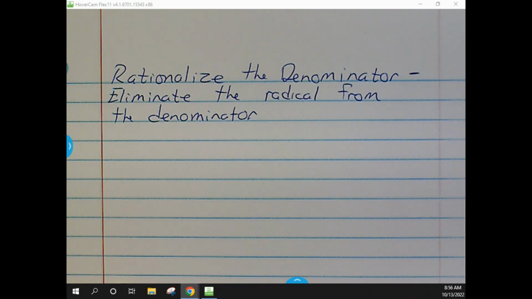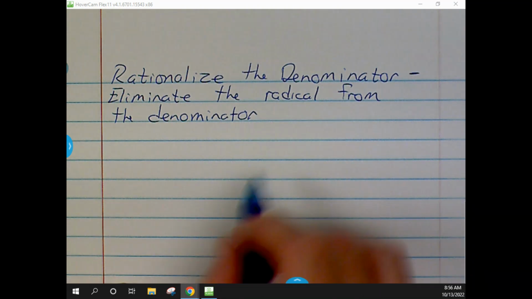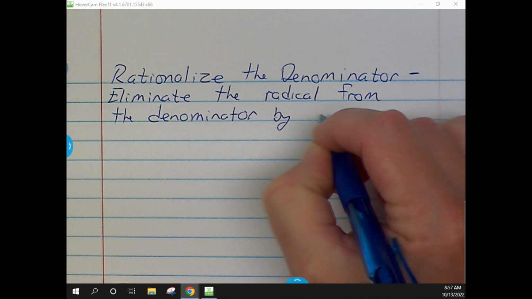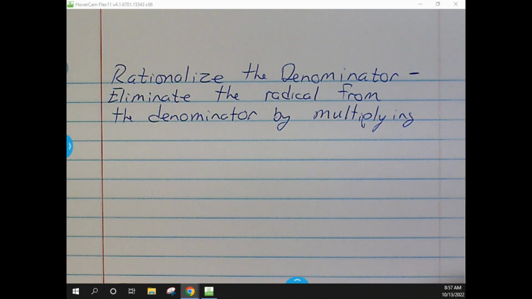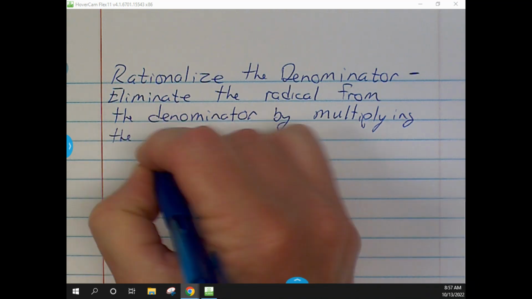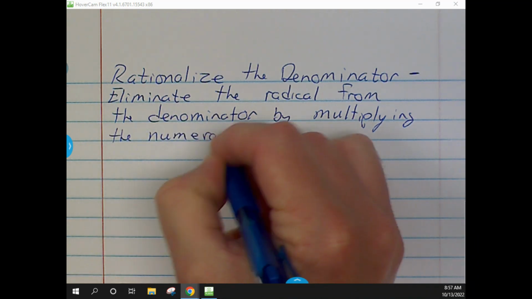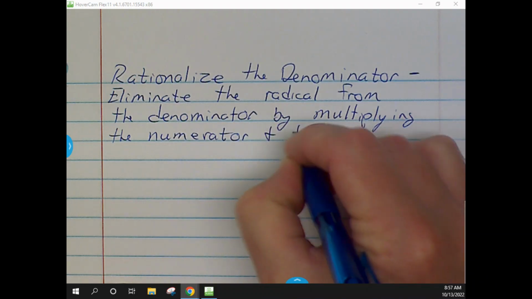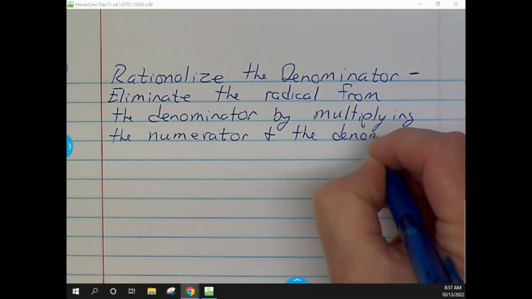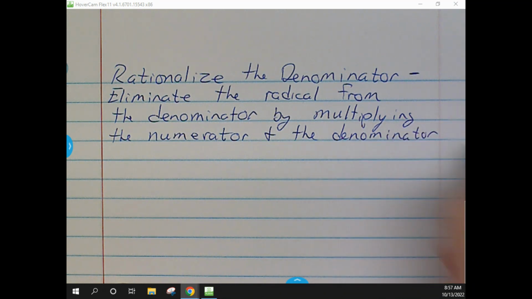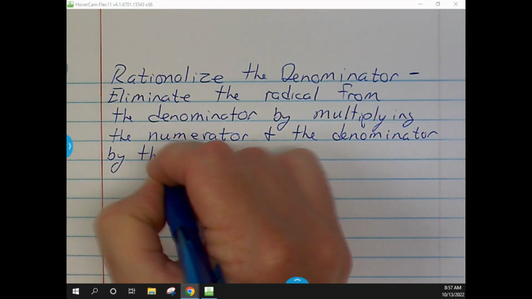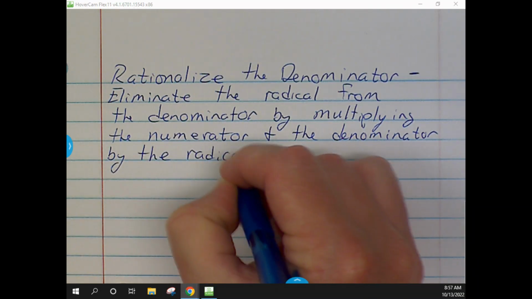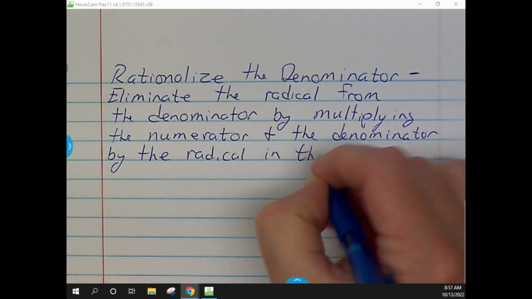We'll do the long part first, and then we'll show you the shortcut. So to do that, you're going to multiply. So eliminate the radical from the denominator by multiplying the numerator and the denominator by the radical in the denominator.